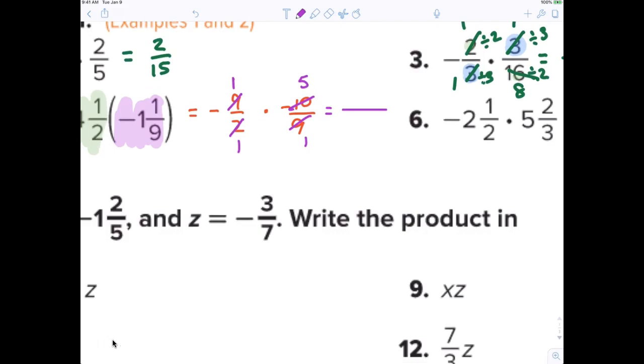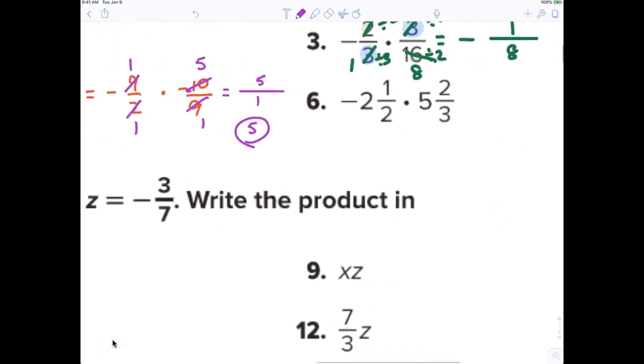So what do we have here? 5 over 1. And of course, 5 over 1 is the same as what? 5. All right, is everybody good with that? Everybody okay? All right, Michaela, why don't you help me out with number 6, kiddo?